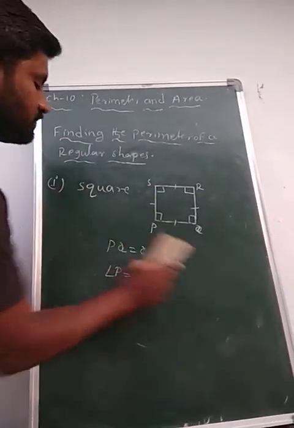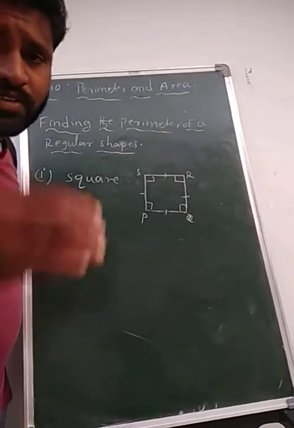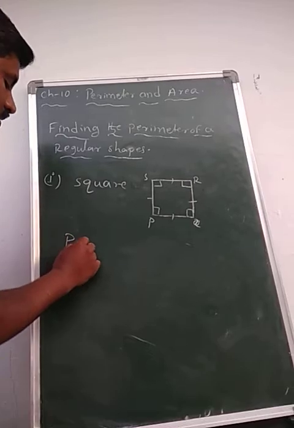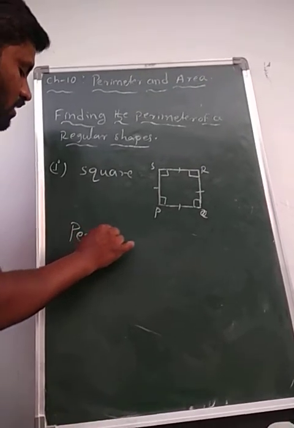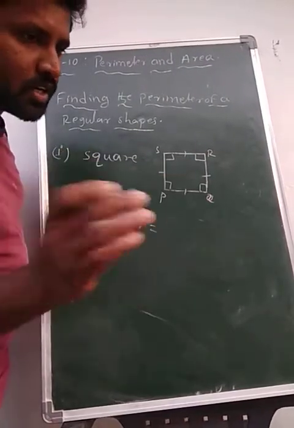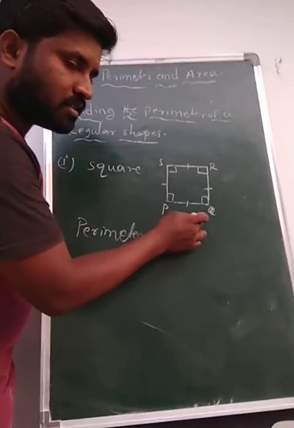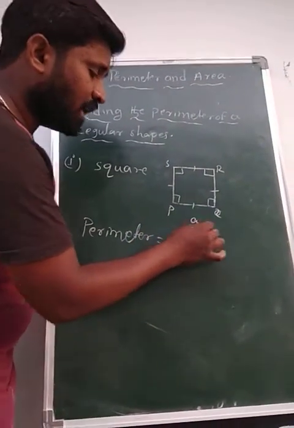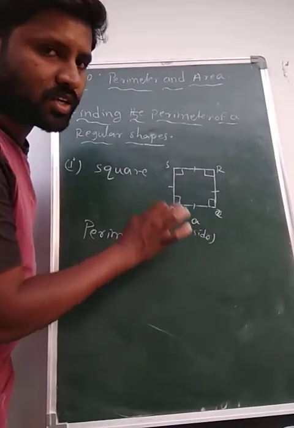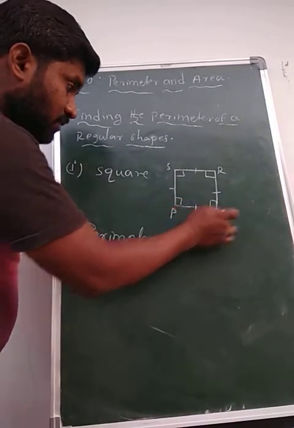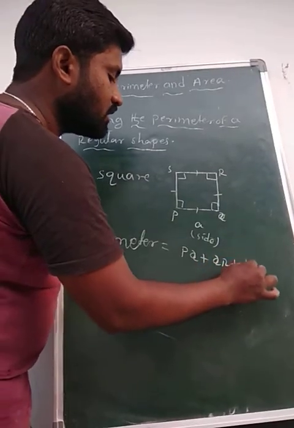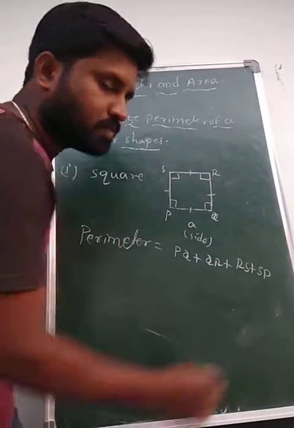Now see its perimeter. Perimeter is nothing but the sum of the lengths of all sides of a polygon. So I am taking perimeter equal to the sum of the lengths of all sides. For your convenience, I am taking a side of the square as A. You can understand it as a side of a square. Now what is the sum of the lengths of all sides? That is PQ plus QR plus RS plus SP.